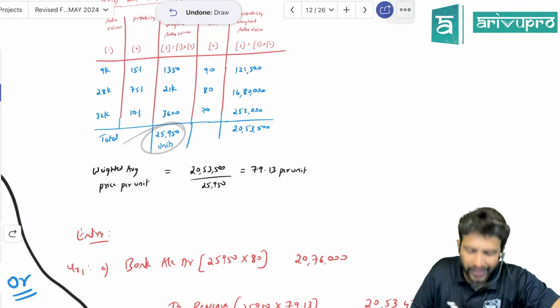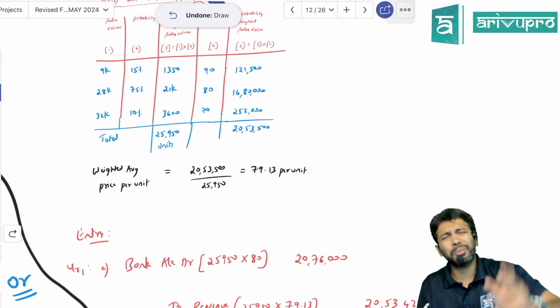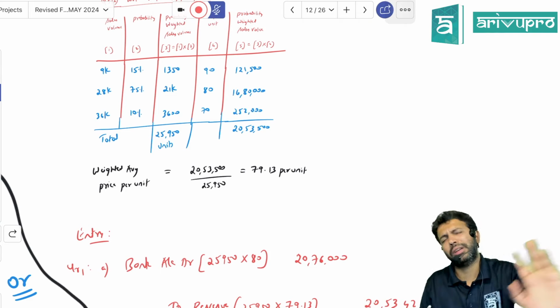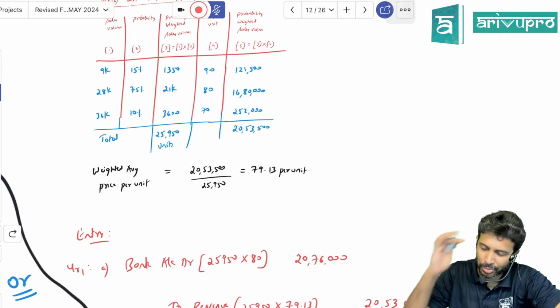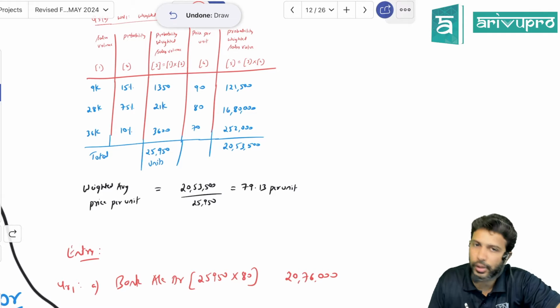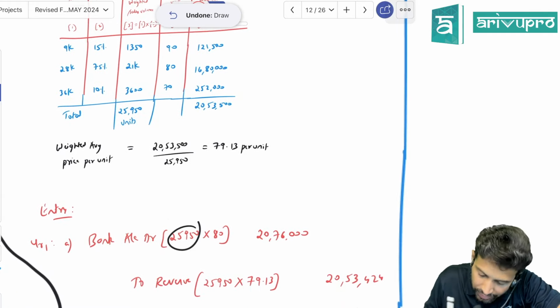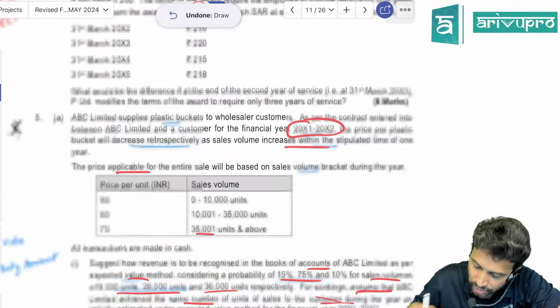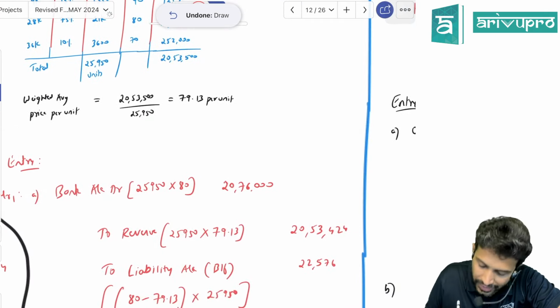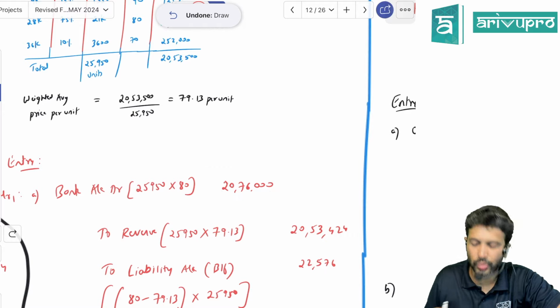They have passed the entry directly for 25,950 units. According to me, that's a little off, because that's not the way it's going to happen. But any which way, no problem. Let's go ahead with the flow of what our mother body has done. So bank account debit. If the customer purchases 25,950 units, how much will he pay in total? 25,950 comes in which category? 80, right? In this category the price is 80. So bank account debit 25,950 into 80, which is 20,76,000.